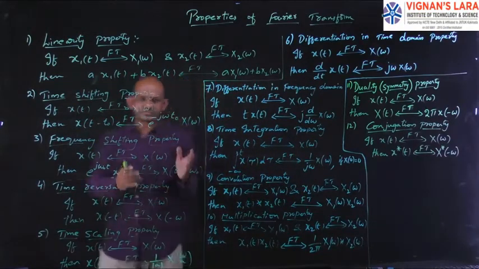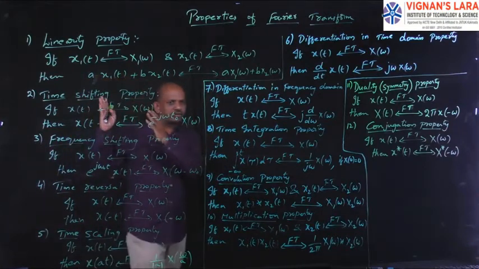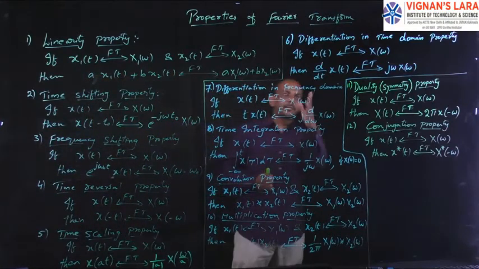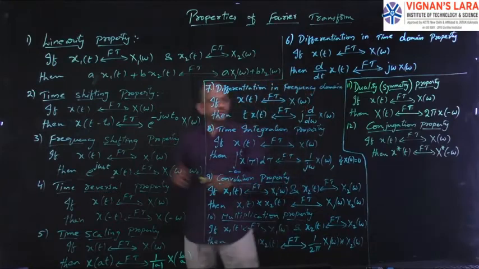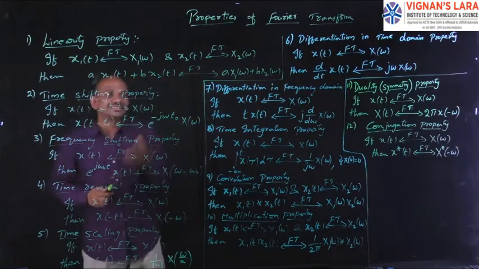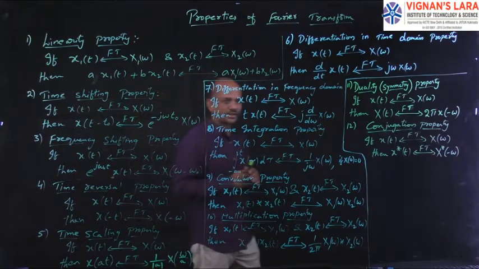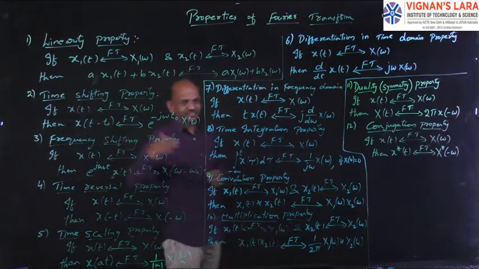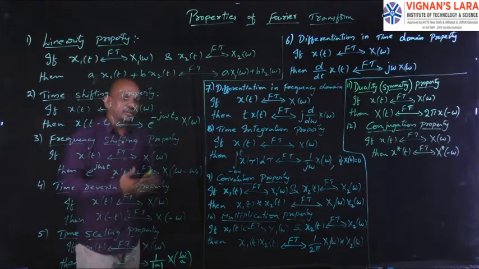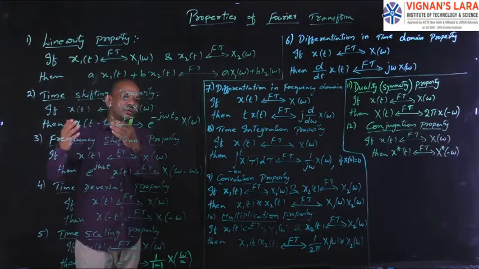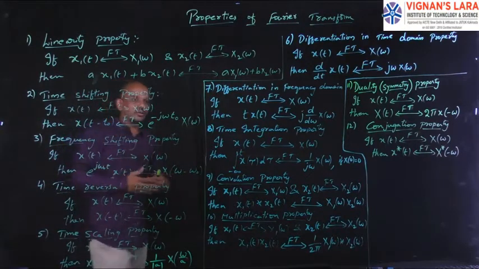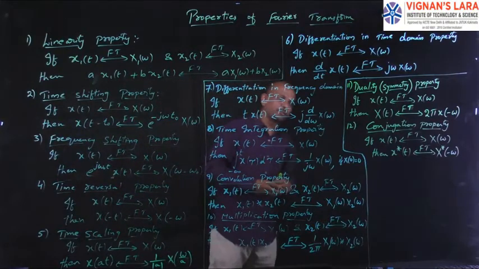So there is an analogy between the properties of Fourier series and the properties of Fourier transform. If you are able to remember those properties, it is easy to remember these properties. So there is a similarity. For that reason, I explained each and every property there. So here also, first I will explain the properties one by one. After that I will go for the proofs.